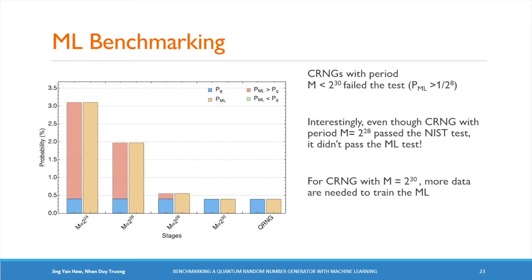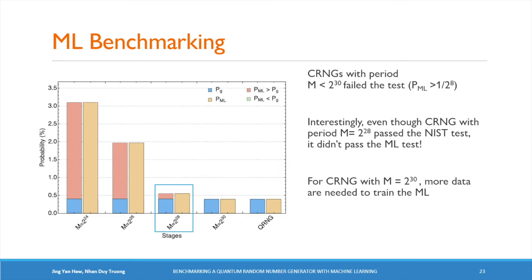In this round, apart from the QRNG and the CRNG with period of more than 1 billion, the rest of the CRNG actually failed the test. And by failing, we mean that the machine learning can predict better than the uniform output of 8-bit. So, in other words, when we look at a case where m equals 2 to the power of 28 period, even though it passed the NIST statistical test suite, it couldn't hide its true identity of being a fake RNG under the scrutiny of our machine learning police.